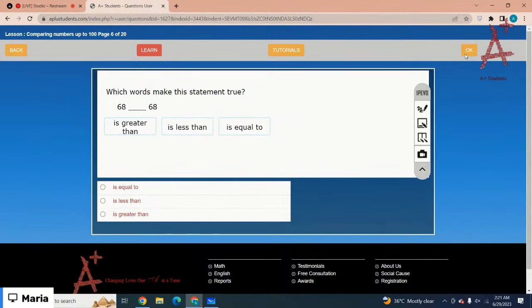Which words make the statement true? 68 and 68. Which is the correct option? Yes, equal to.